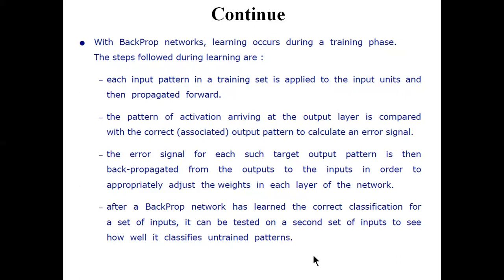Okay, so after a backpropagation network has learned the correct classification for a set of inputs, it can be tested on a second set of inputs to see how well it classifies untrained patterns. Initially we can train the artificial neural network using the backpropagation algorithm, and after that we can test that model on another set of untrained data, so that we can validate the trained model.